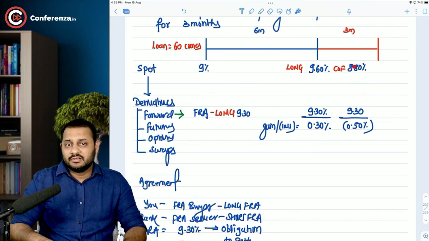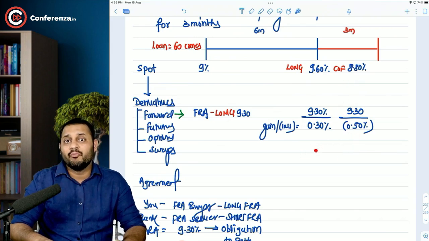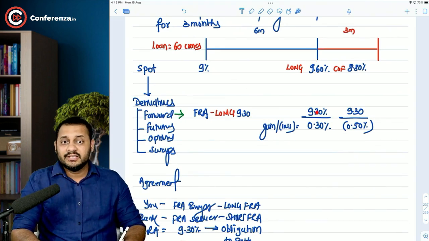But in the other case, this is going to be your outflow and this is also going to be your outflow, because this is a loss. So 8.8 plus 0.50, 9.3. In both cases, you have made sure that your interest rate will be 9.30% irrespective of the interest rate in the market. Do you understand this? FRA will always be settled in cash.